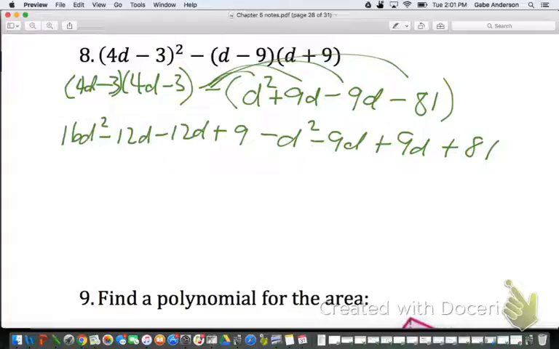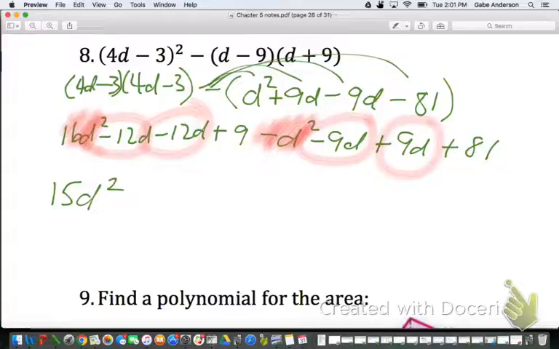We did it wrong. I think everybody got it wrong. Right, guys. So 16d squared and negative d squared, those are like terms, aren't they? So I would say those would add up to be 15d squared. As far as our other like terms, negative 12d, negative 12d, negative 9d, and positive 9d, those are all like terms. But wouldn't the negative 9d and the positive 9d add out? Yeah. Those would just add up to be 0. So it really comes down to minus 24d. Okay? And then finally, 9 plus 81 is 90.